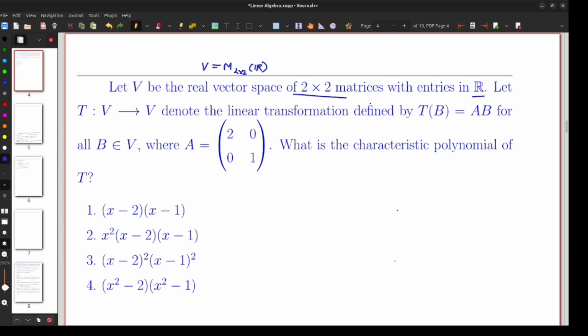Let T from V to V denote the linear transformation defined by T of B equal to AB, for all B belongs to V, where the matrix A is given. A is a diagonal matrix with diagonal entries 2 and 1. What is the characteristic polynomial of T? So the question is basically asking what the characteristic polynomial of T is. Here 4 options are given. Let's see how we can approach these kinds of problems.